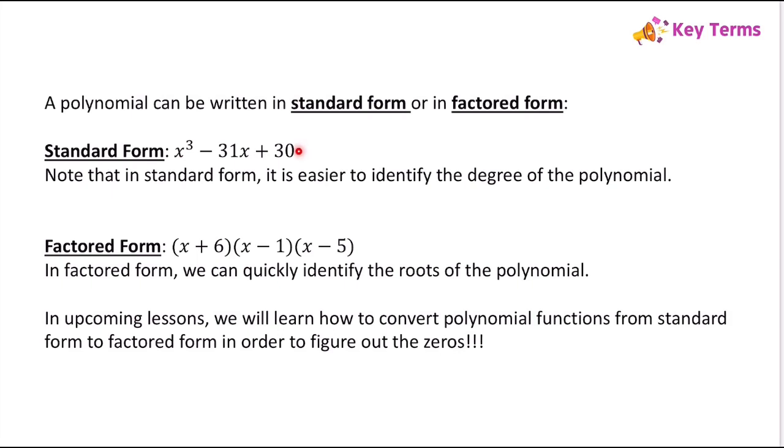So this here, x cubed minus 31x plus 30, and x plus 6 times x minus 1 times x minus 5 are actually the same polynomial. They're just written in two different forms. So notice the advantage of factored form is that you can quickly identify the roots of the polynomial. So in upcoming lessons, we're actually going to learn how to take a polynomial that's in standard form and convert it to factored form. And that's going to help us identify the zeros.